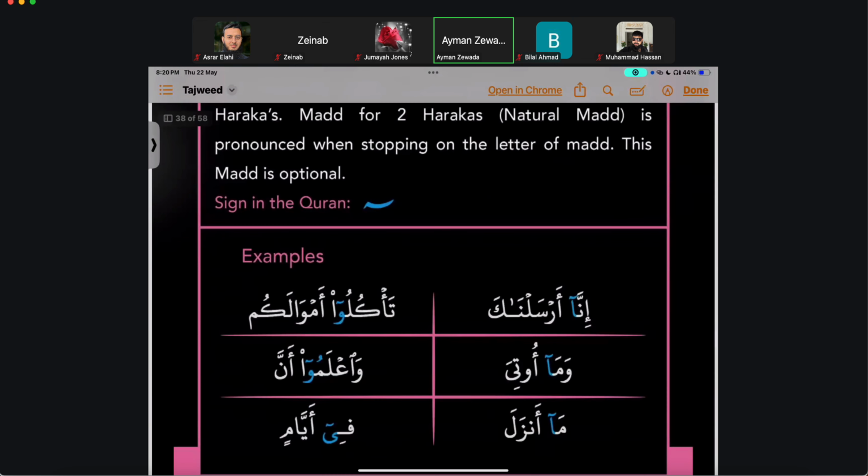If you're going to do it, then every single instance you come across the munfasil mad, you have to do it. If you decide that you're not going to do it, in every single instance you come across it, you don't do it. If you're praying salah, within the same rak'ah, ideally within the same prayer in general, if you started off and the first munfasil, you did the mad, then you should do the mad throughout the rest. If you don't do it, then you don't do it throughout the rest. You have to ensure consistency.